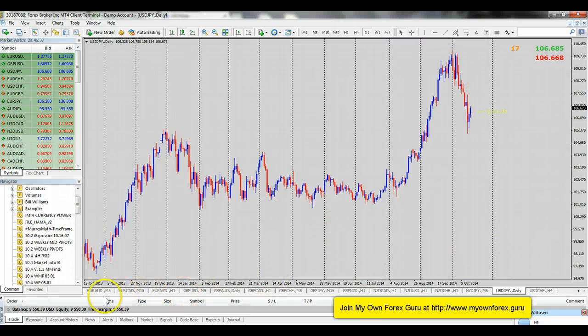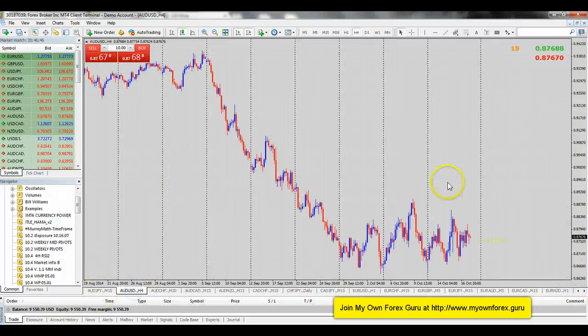Alright, we'll go back to all USD. Kenneth saying there was a perfect divergent. And what are you using, MACD, or what are you using? Oh, you're using them.